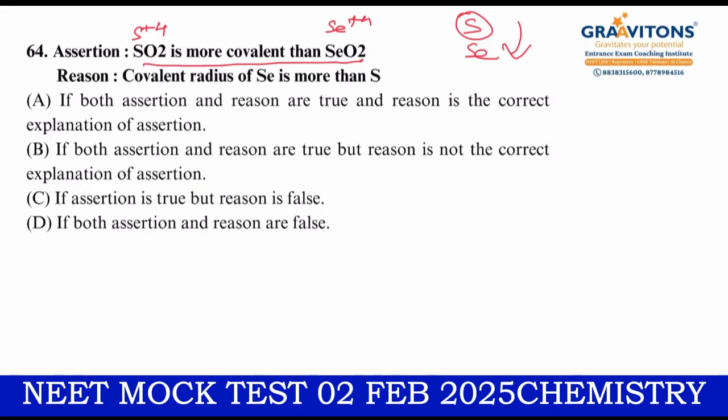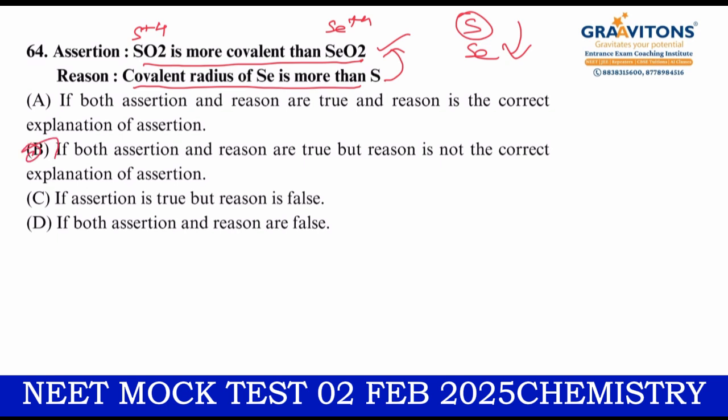Here the assertion is right. And what about the reason? Covalent radii of selenium is more than sulfur. We know that as we go down the group, atomic radii increases. Similarly, covalent radii also increases. And here also the reason is right. But we cannot take this increase in covalent radii as the correct explanation for the assertion. So the correct option is B.